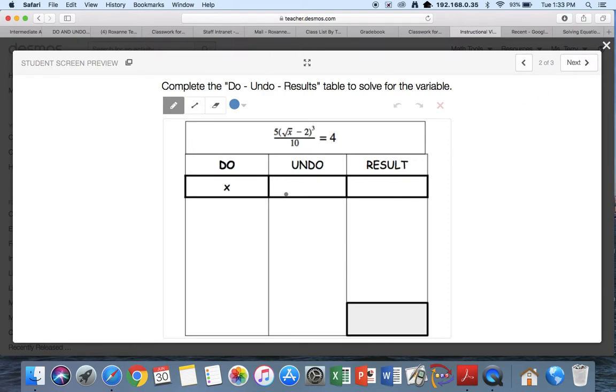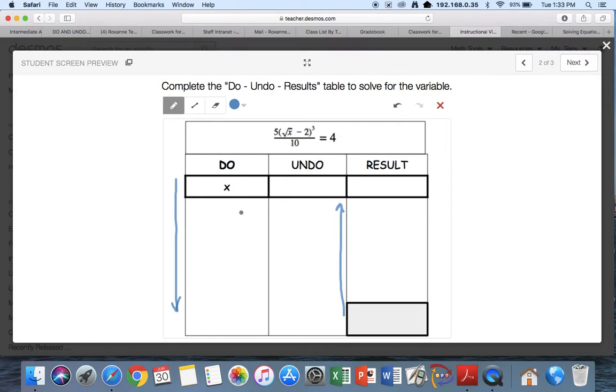You're going to be given a table like this, where it's a do, undo, result. For the do, we're going to work down this direction, and for the undo, we're going to work up this direction to get our results. So let me show you. Mine are way more complicated than the ones that you're going to be doing, but I just want to show you pretty much all the steps that you would need.